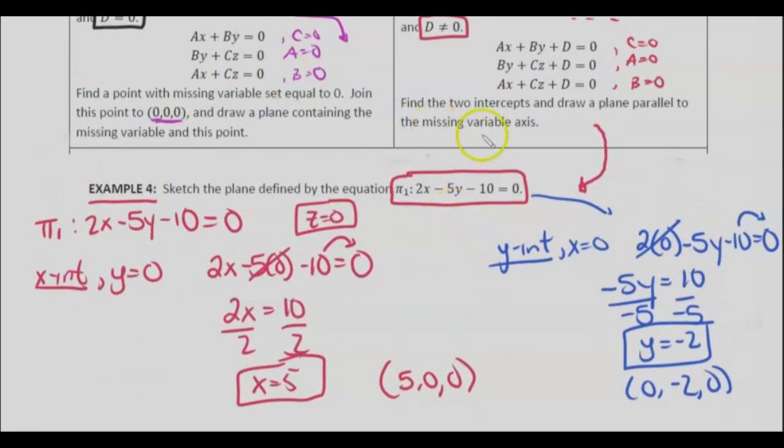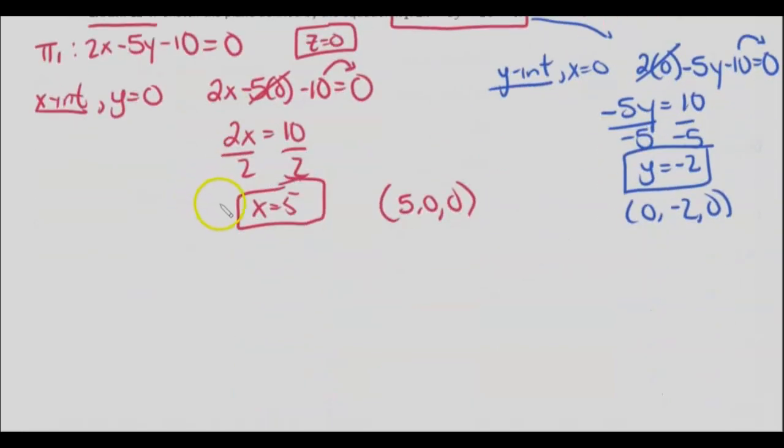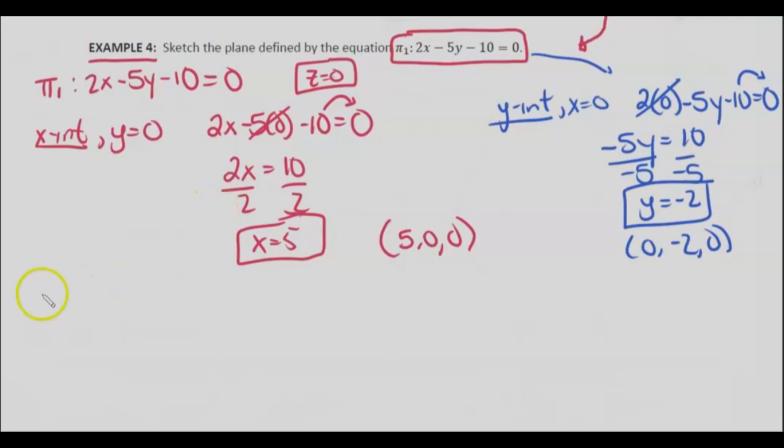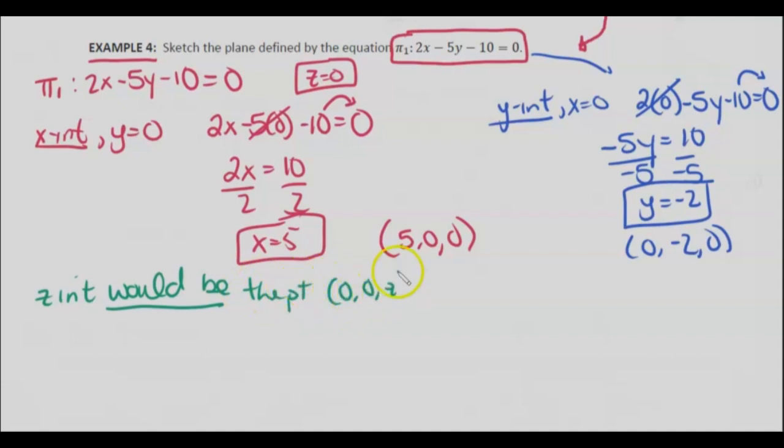Going back up here, find the two intercepts. We got that, and now we're going to draw a plane parallel to the missing variable axis. I'm just going to make a note right now. The z-intercept, in any other question, would be the point (0, 0, z). So you would do the exact same thing for the z-axis if it had two variables and z being one of them.